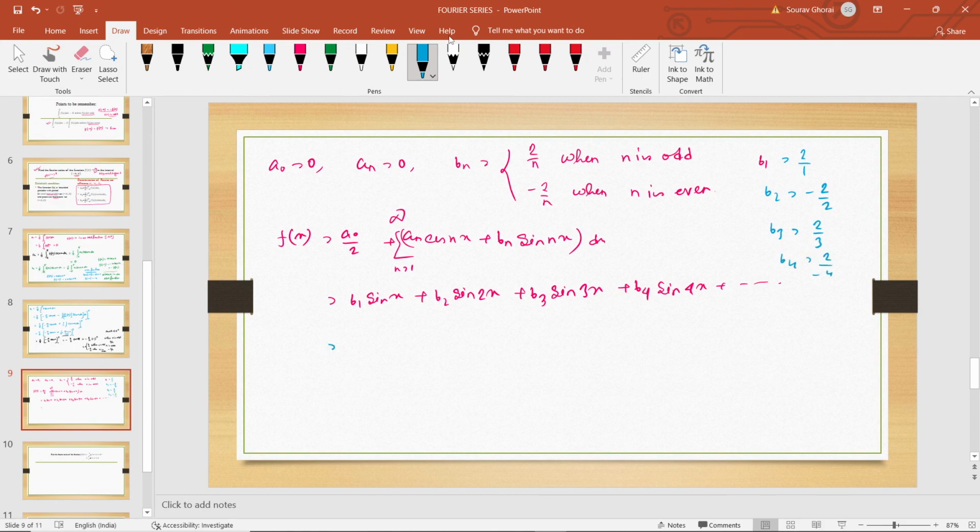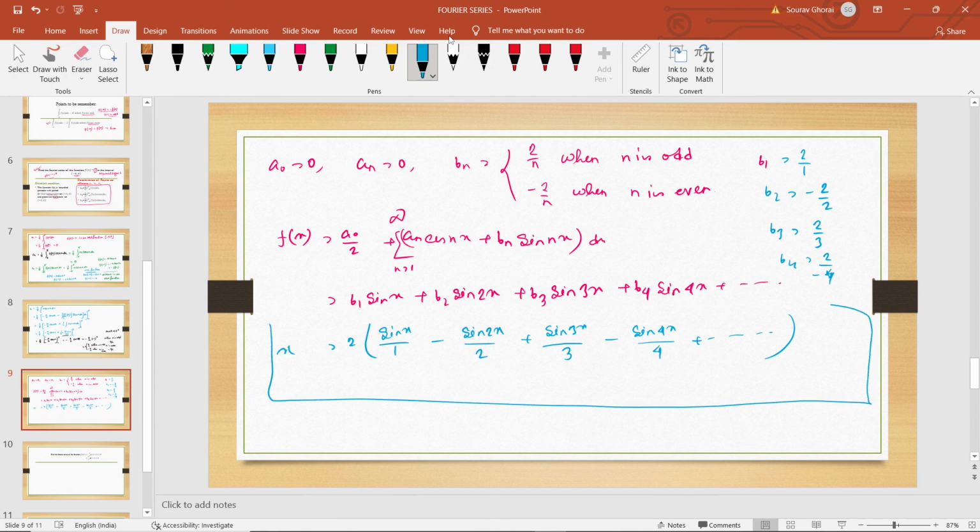So if we put the values of b1, b2, b3, b4 and accordingly all, we get the series of the form sin x by 1 minus sin 2x by 2 plus sin 3x by 3 minus sin 4x by 4 and so on. So this is the Fourier series of the function f of x is equal to x. So you have to understand how to find it.